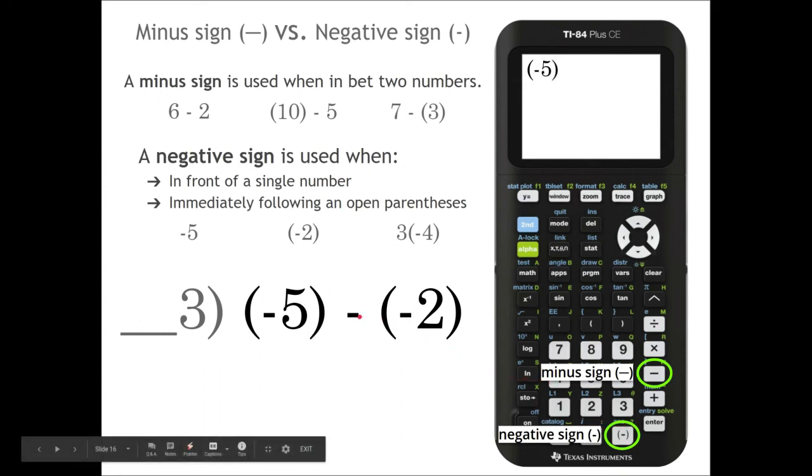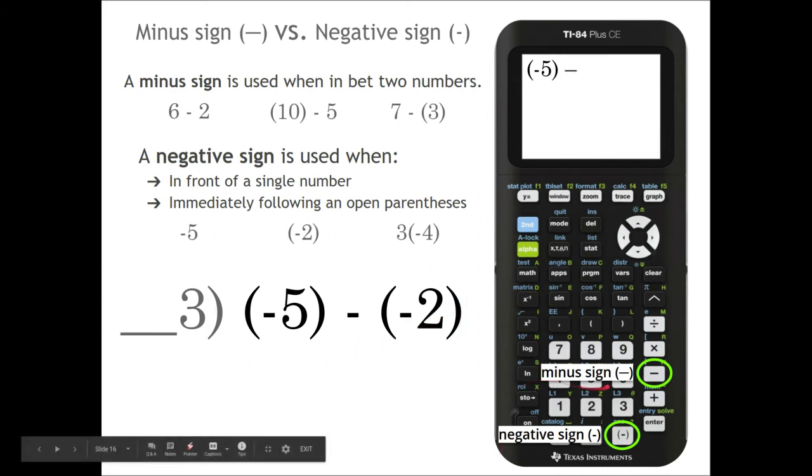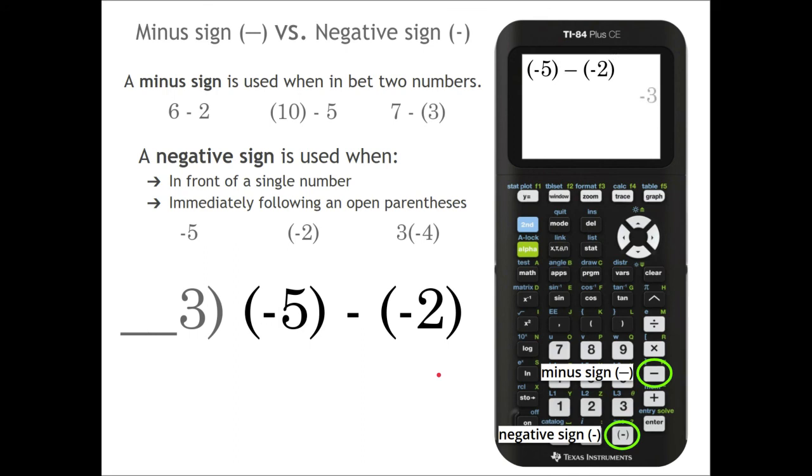Now this is not in front of a single number or immediately following an open parentheses. Therefore, it's going to be minus. Therefore, it's always minus unless it's immediately following an open parentheses, or if it starts the operation, meaning that it's in front of a single number. Minus, you write the minus sign, which is right here, and then you do open parentheses, and then another negative, right, because it follows an open parentheses, and then 2, close parentheses, you press enter, and you get -3. Then you write the -3 on the side.